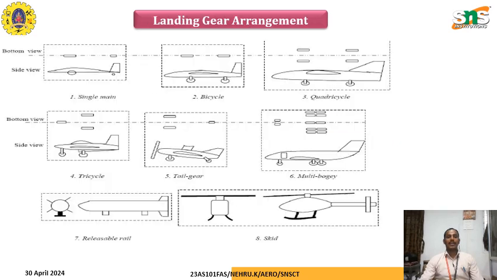Next, coming to the landing gear arrangement, based on the main and the nose wheel arrangement, we have single main wheel, bicycle main wheel, or quadricycle main wheel. These are the side views of the landing gear, and we have the tricycle model landing gear, tail geared landing gear, multi bogie model landing gear, releasable landing gear, and skidding device, which is used in the ice surface and snow region, and a floater device used in the water region.